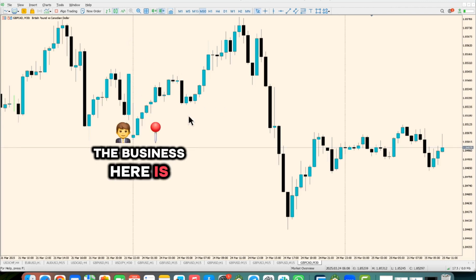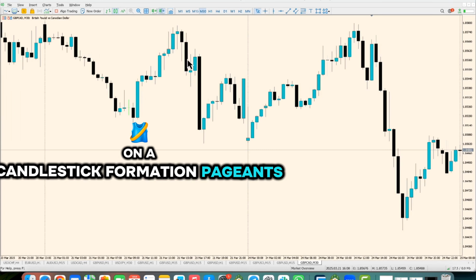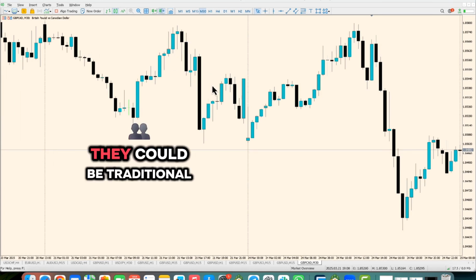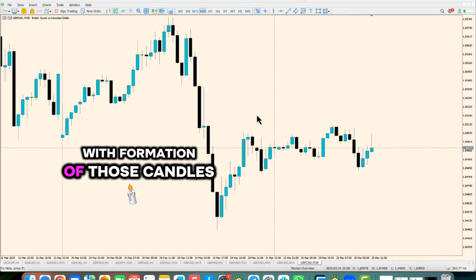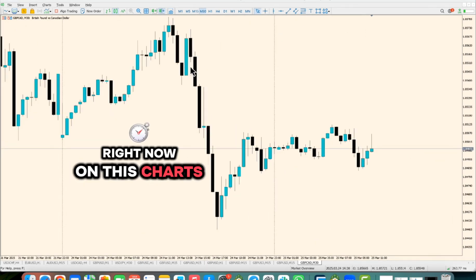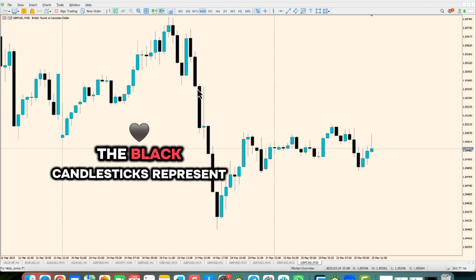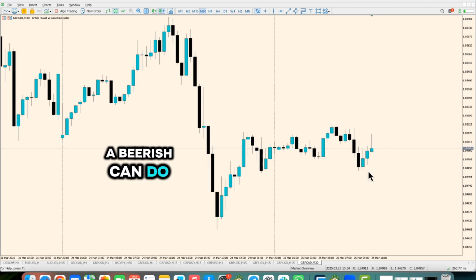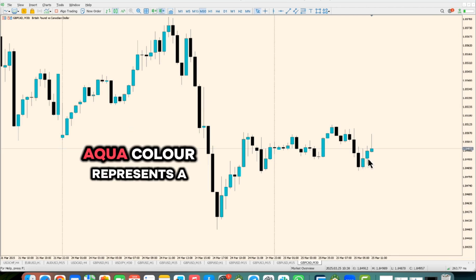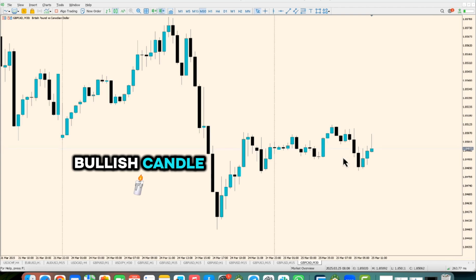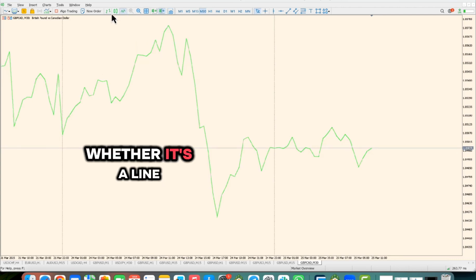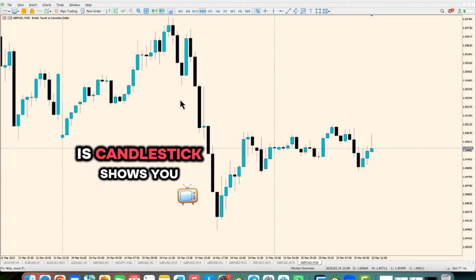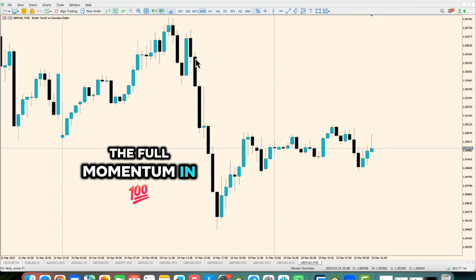The business here is, on candlestick formation patterns, we have two different colors. They could be the traditional black, green, and red. It doesn't matter. What really matters is what you understand with the formation of those candles. All right. Now, on this chart, the black candlesticks represent a bearish candle, while this other color, aqua, represents a bullish candle. But one thing that distinguishes candlesticks from the rest, whether it's a line chart or bar chart, is that candlesticks show you the full momentum in the form of a body.